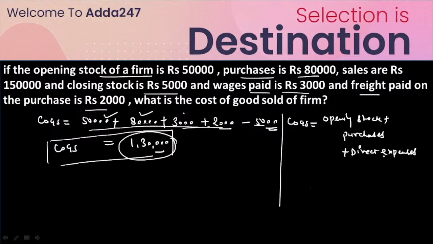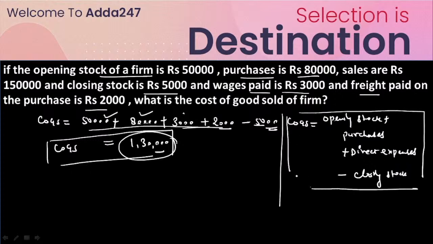All the direct expenses associated with producing the product, minus closing stock. So you always have to remember this formula while calculating cost of goods sold. And in the JIB examination, you will get these types of questions.